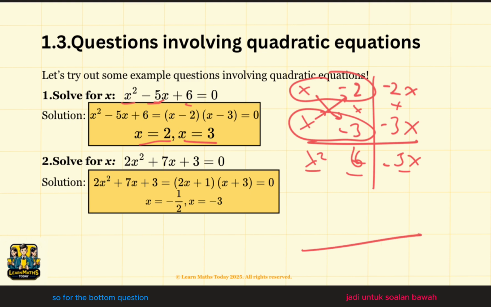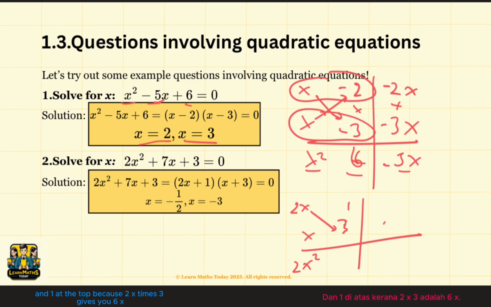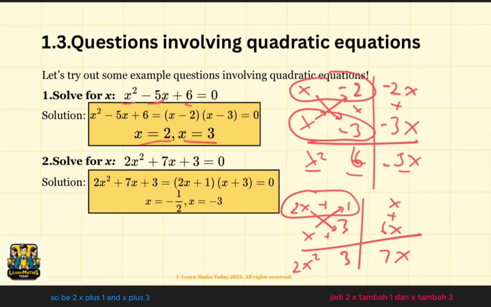So for the bottom question, realize that the coefficient of x squared is 2. So we write 2x and x, 2x squared. Now using the same logic, we see that this should be 3 at the bottom and 1 at the top. Because 2x times 3 will give you 6x and x times 1 gives you x, to get 7x. Now 1 times 3 is 3 and it matches all the coefficients. So it'll be 2x plus 1 and x plus 3. That's how you get your x values.